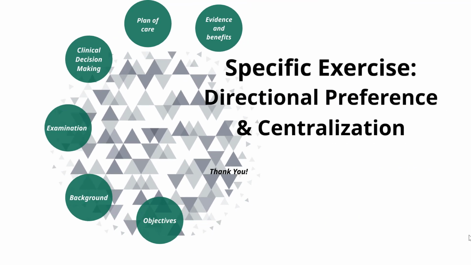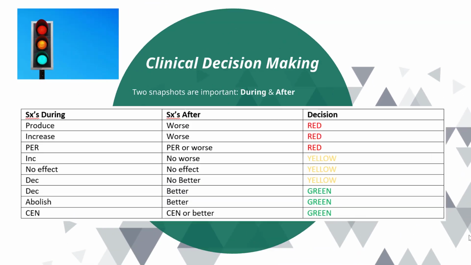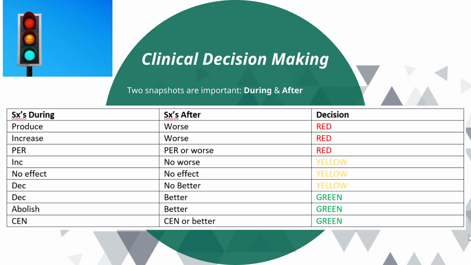Also important is discussing the clinical reasoning that guides an exam and treatment. We are interested in two snapshots in time, symptoms during motion and symptoms after. We will use a traffic light analogy in reading this chart to guide us. If patient's symptoms worsen during and/or after, that is a red light and we need to consider moving in the opposite direction. Let's jump down to another easy decision.